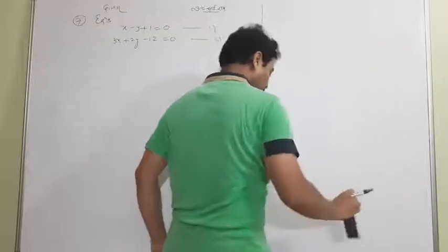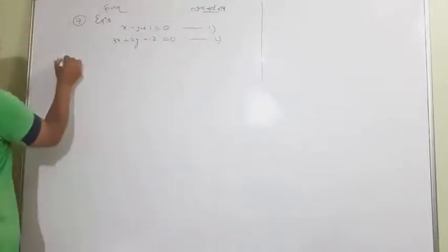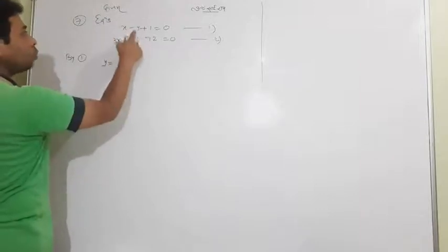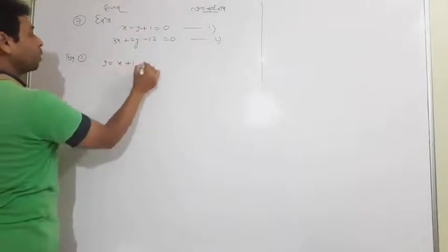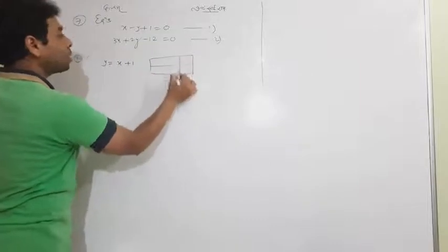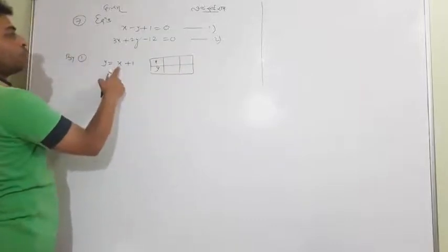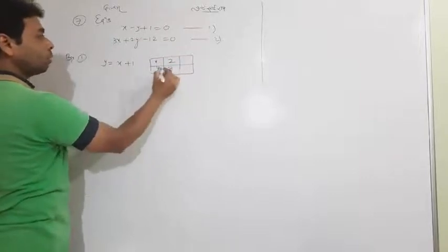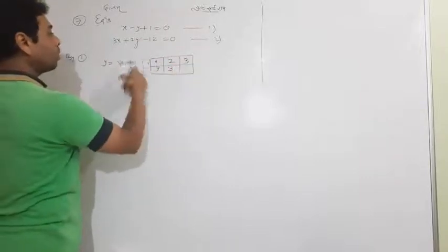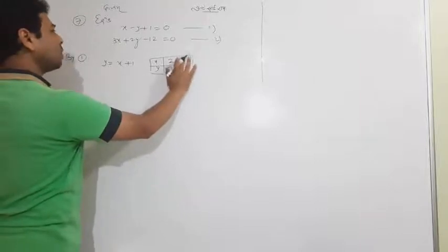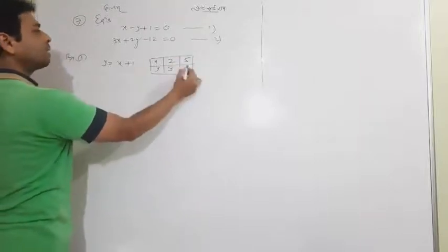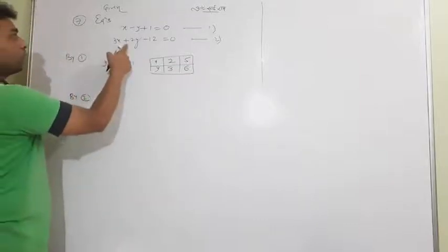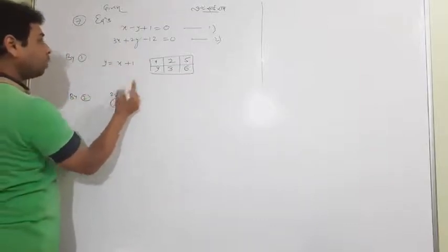Okay, let me complete. You know the method now. By equation 1, y is equal to x plus 1. Go fast now. I'll choose some values. Suppose I'm choosing x equal to 2, so y equal to 3. Suppose x is 3, y is 4. You can choose bigger values. Suppose x is 5 and y is 6. That is good enough.